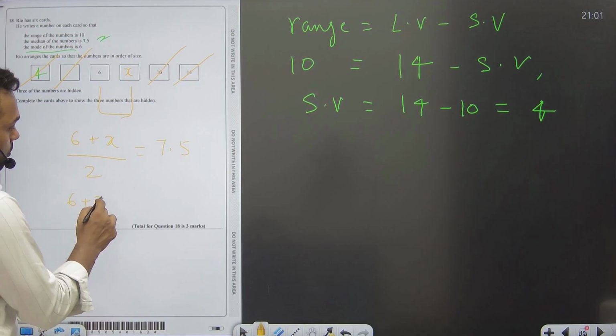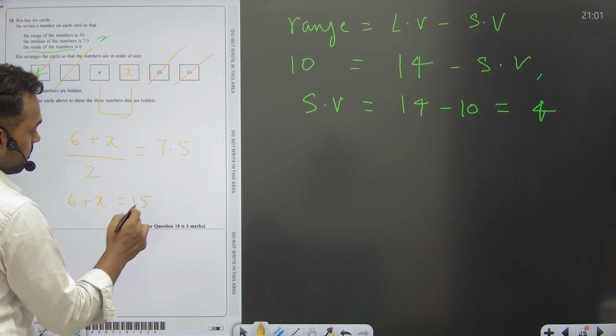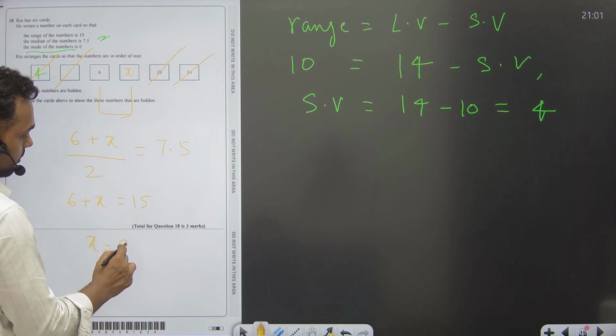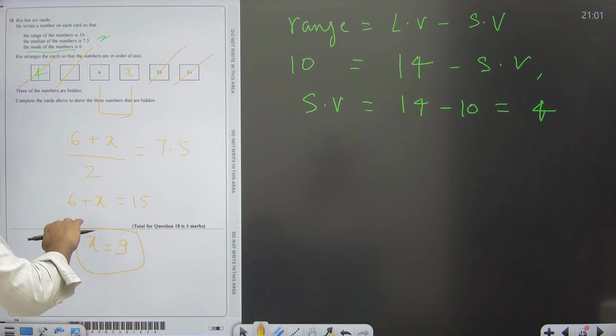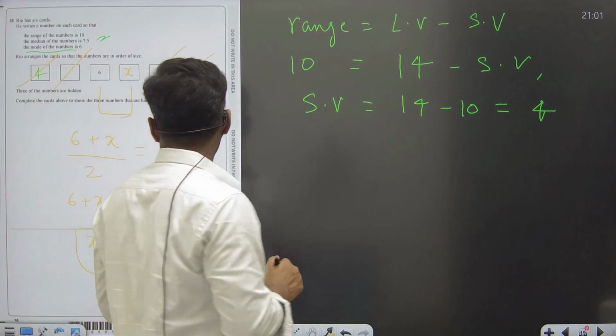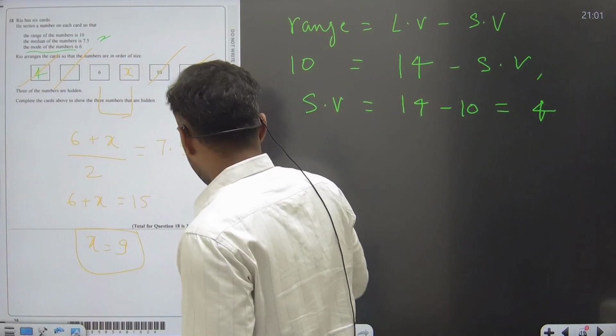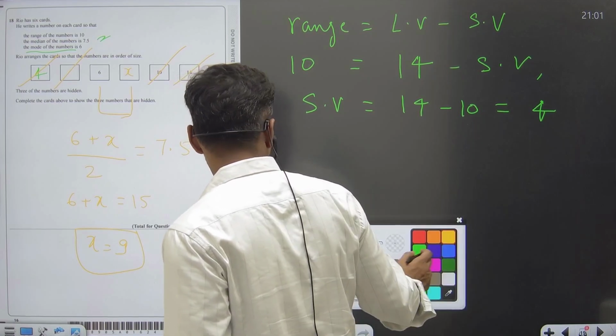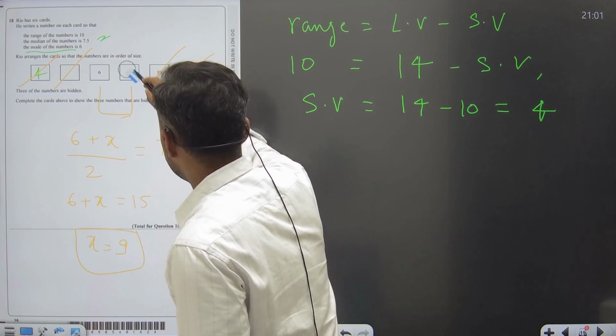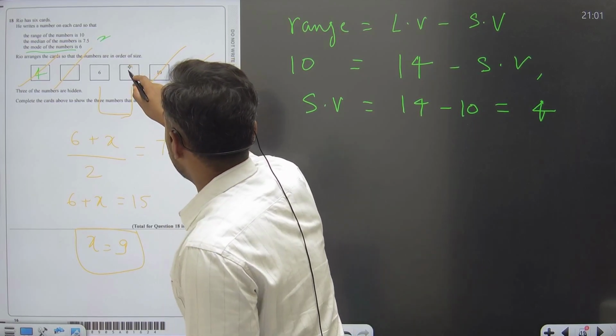We need to cross multiply it, so we'll get 15 here. We have taken 6 to the right hand side, so x will be equal to 9. So we have got the value, students, x as 9. So this value is 9.